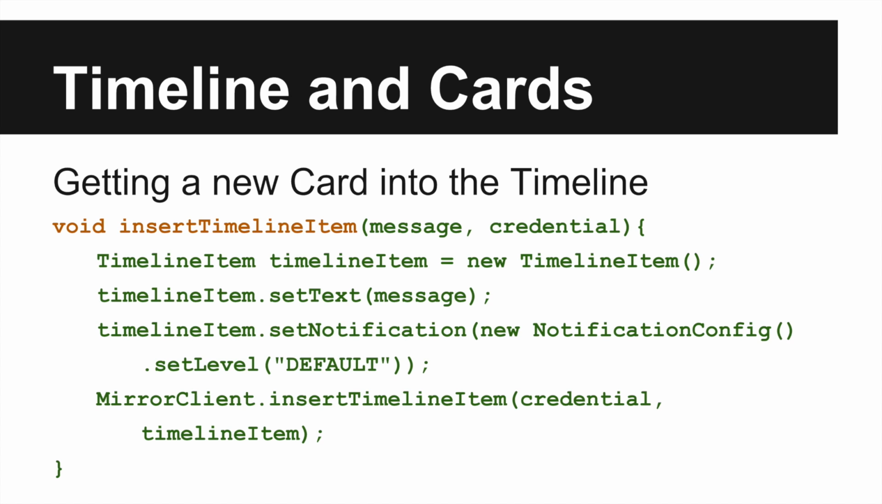So here's some code for inserting a card into the timeline. Very simple. Again, this is Java, so we're going to say new timeline item. Set the text of that. Set the notification, so we want it to kind of beep at us when we get it. It's helpful. So you just set it with this new notification config setLabelDefault. I don't know why it's so verbose, but there it is. And then use mirror client to insert timeline item with the credential. So that's it. You've inserted something into the timeline.